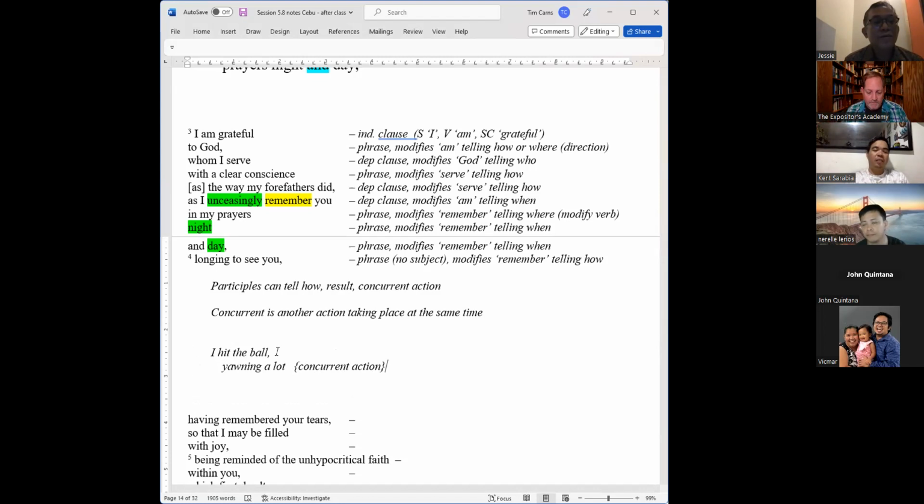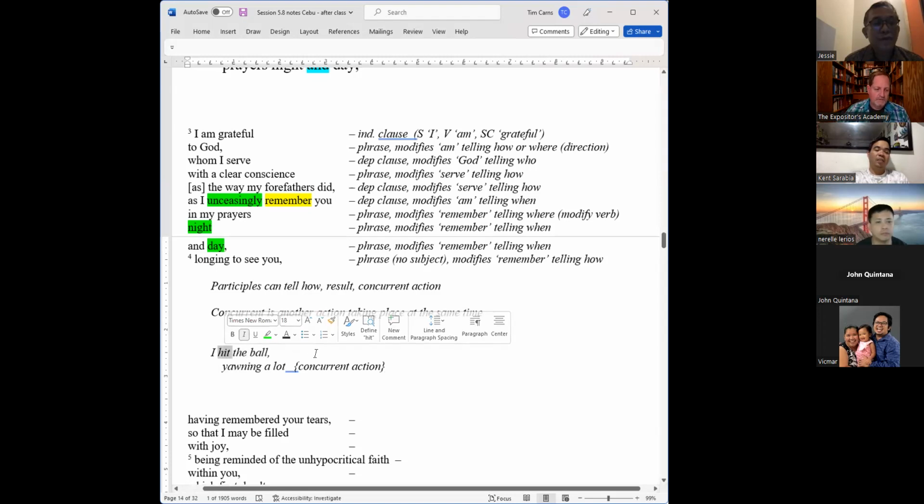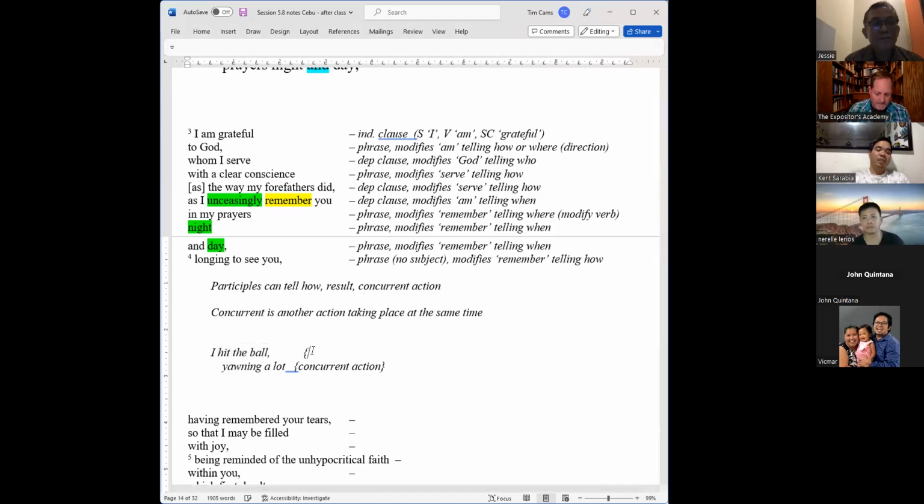I was yawning. But the way I construct it this way, my emphasis is on hit. This is the main action, my independent clause. I hit the ball. That's what I want to emphasize or prioritize. But I also wanted to let you know that I was yawning. That's not the same level of importance as an action, but it was an action taking place at the same time.